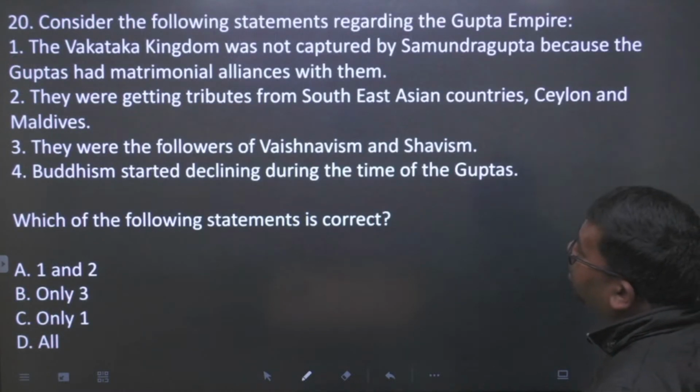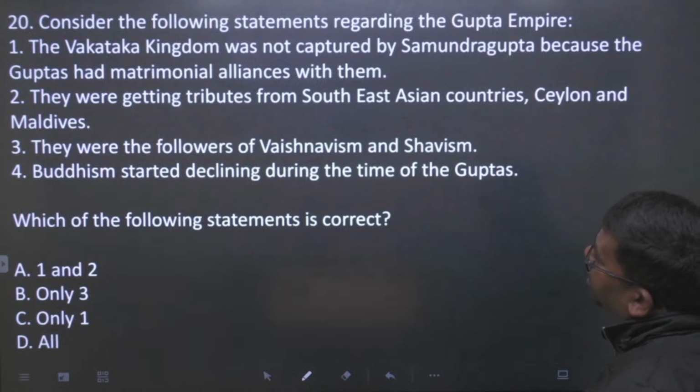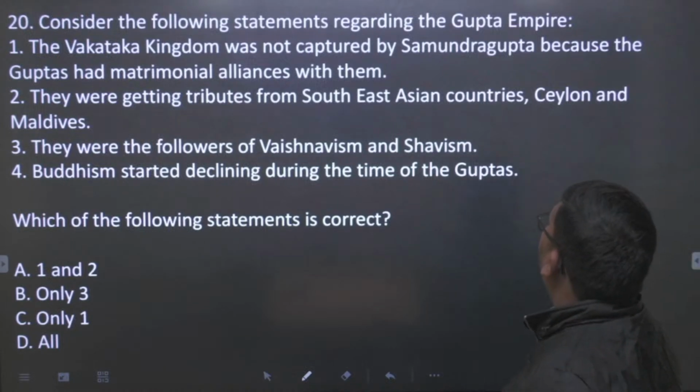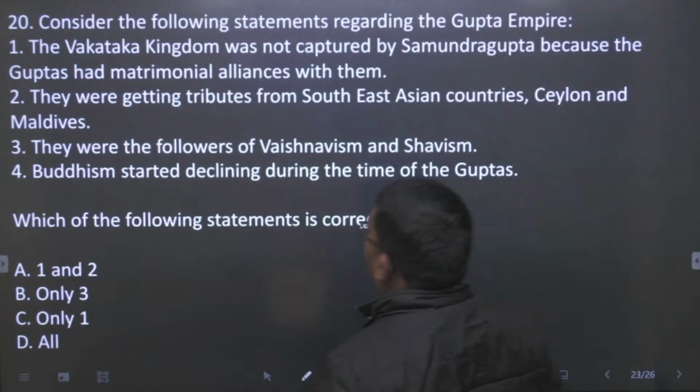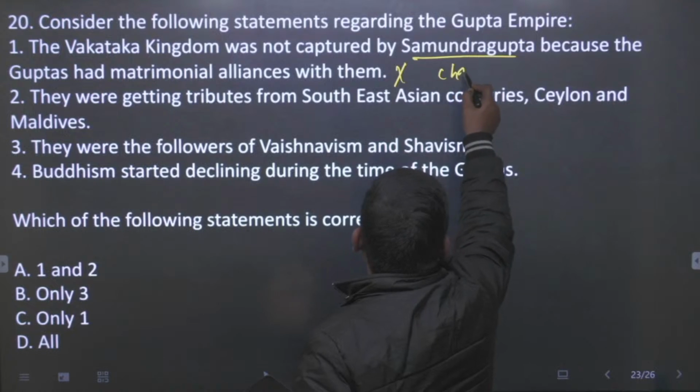So in this question, consider the following statements regarding the Gupta Empire. The Vakataka kingdom was not captured by Samudragupta because Guptas had matrimonial alliance with them. False. It was not Samudragupta who had the alliance, the alliance was of Chandragupta the Second.